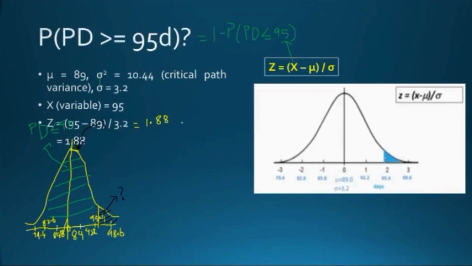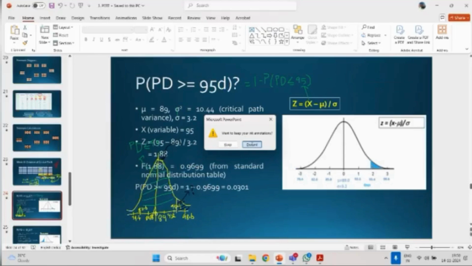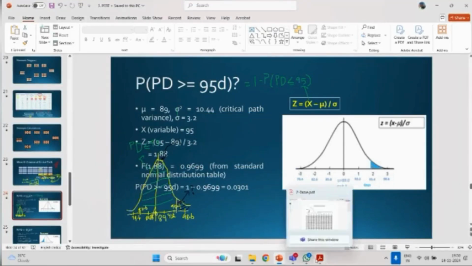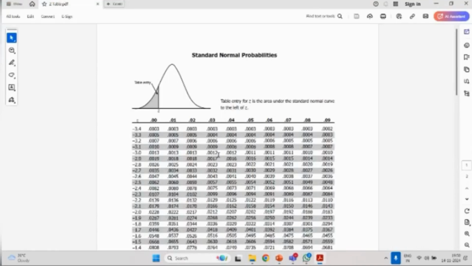So the next step is, for this Z value, I need to find the probability. So what I'm going to do with that is, I'm going to refer to this table.